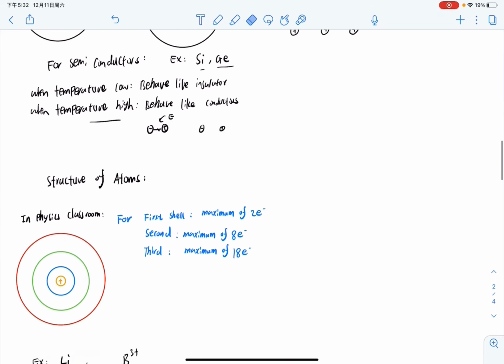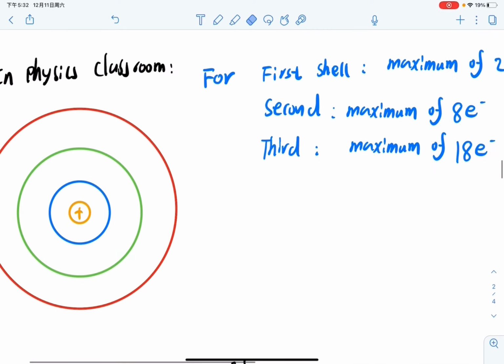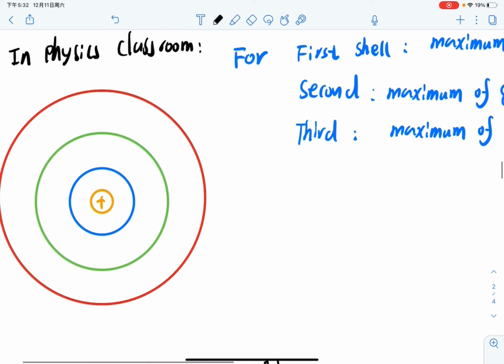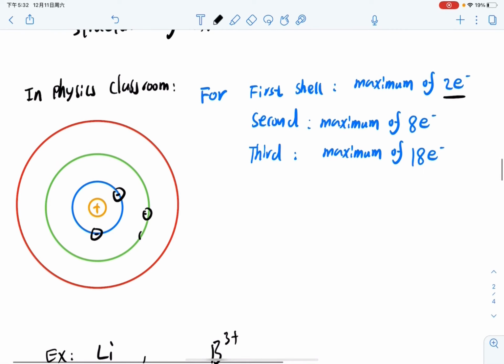And the next topic we're going to review is the structure of atoms. In physics class, for the first energy shell, the maximum number of electrons is 2 e. So the maximum you can put is 2 electrons over here. And for the second shell, you can put 8 of them. And for the third, you can put 18 e.